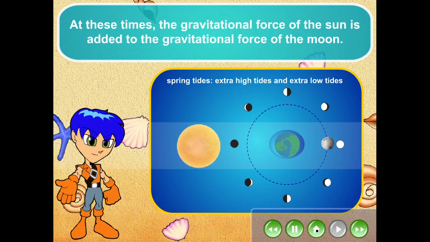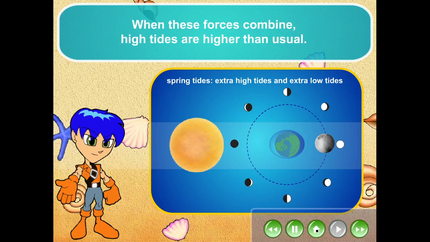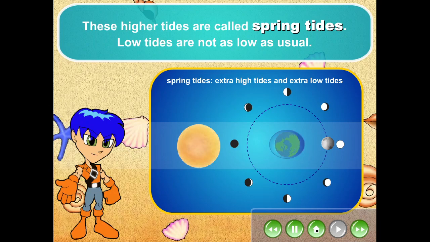At these times, the gravitational force of the sun is added to the gravitational force of the moon. When these forces combine, high tides are higher than usual. These higher tides are called spring tides. Low tides are not as low as usual.